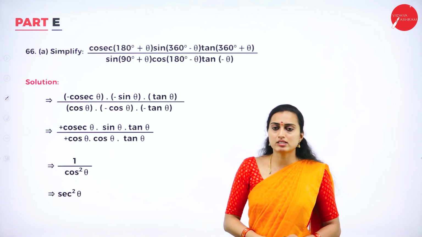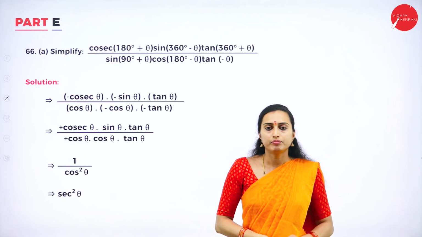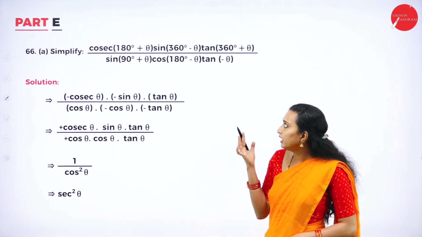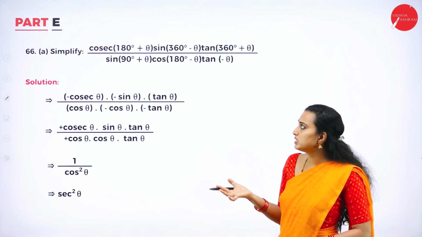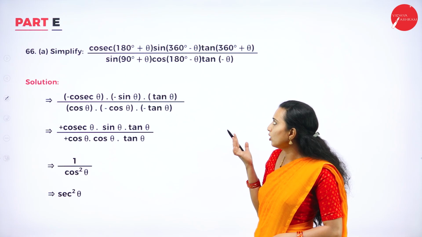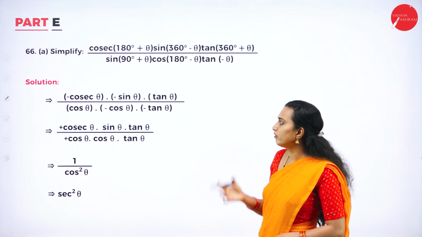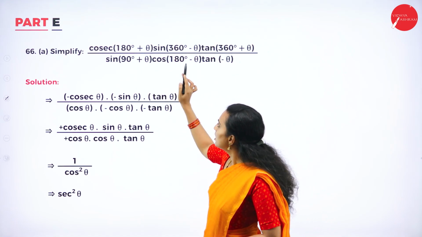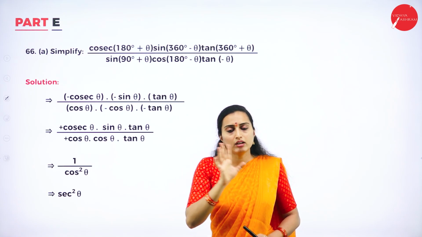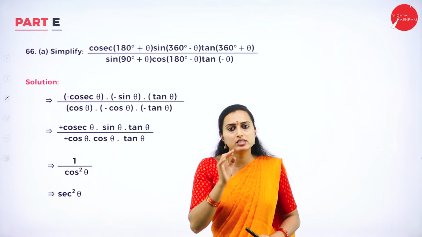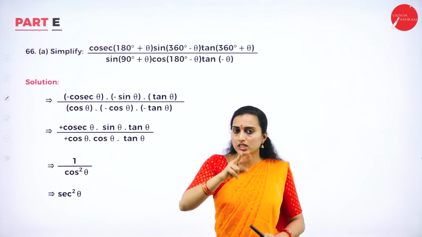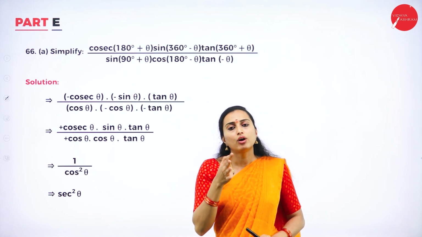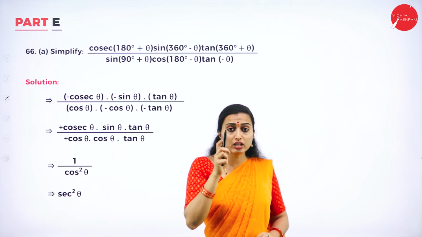Now we'll be moving on to the next, which is the last question of your part E, 66A1. Simplify cosecant of 180 degree plus theta, sin of 360 minus theta, tan of 360 degree plus theta, divided by sin of 90 degree plus theta, cos of 180 degree minus theta and tan of minus theta. You know already that in 180 and 360, sin will be sin, cos will be cos, tan will be tan, cosecant will be cosecant, secant will be secant. But in 90, sin will change to cos, cos will change to sin, tan will change to cot, cot will change to tan. Correct? That you have to remember.